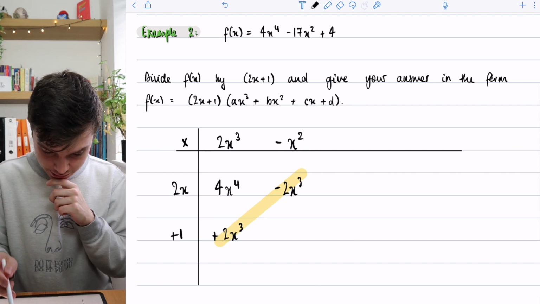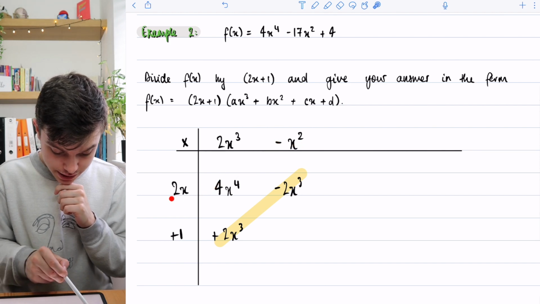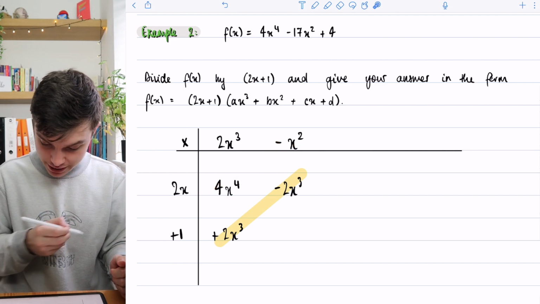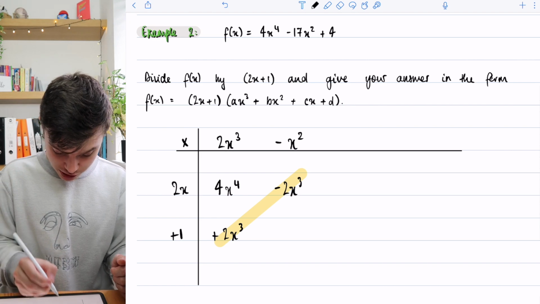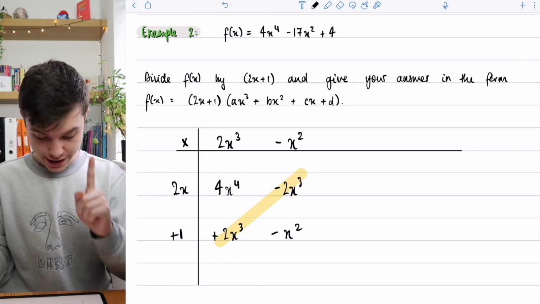I think that's right. Let's double check. That's going to raise the power to 3, and the negative will give me a minus 2. Perfect. Let's do a little bit of multiplication. Minus x cubed, x squared.